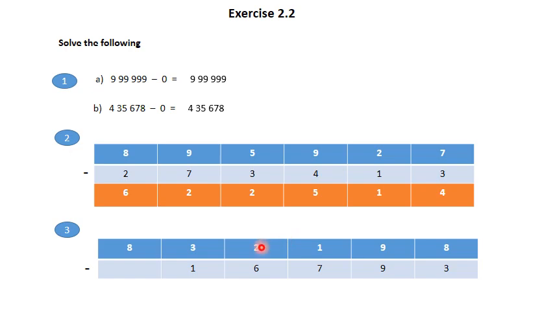So from here you will give 10 to here. So this will become your 11. 1 will become your 11. And this 2, as you have given here, 2 becomes 1. So this will become a 1 here.